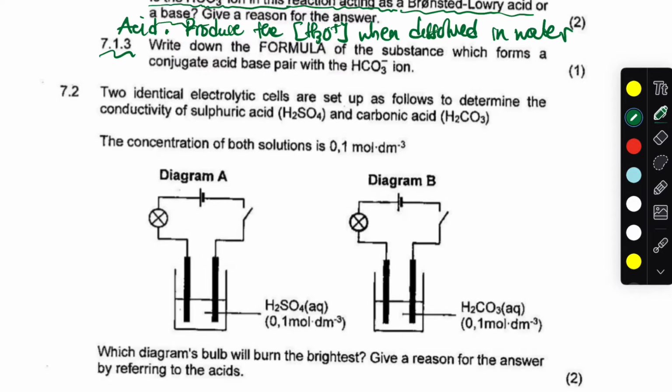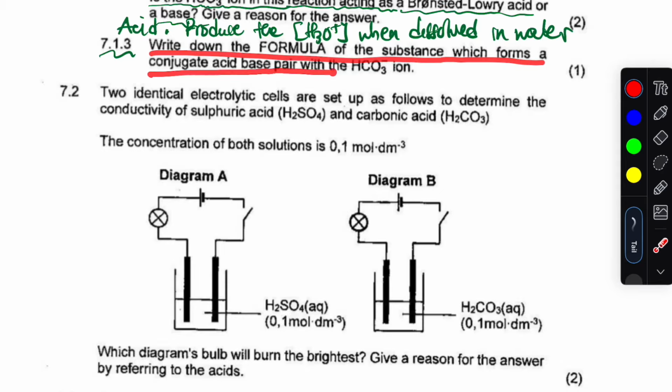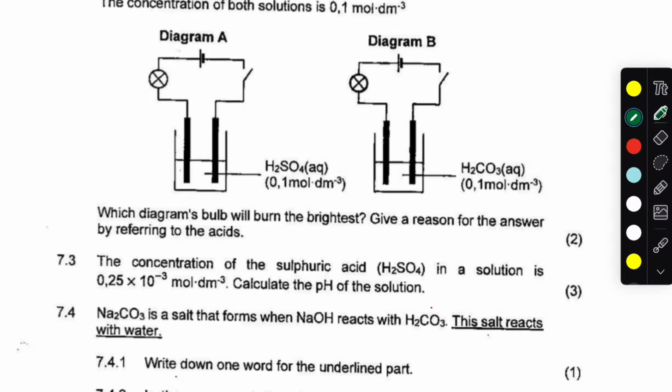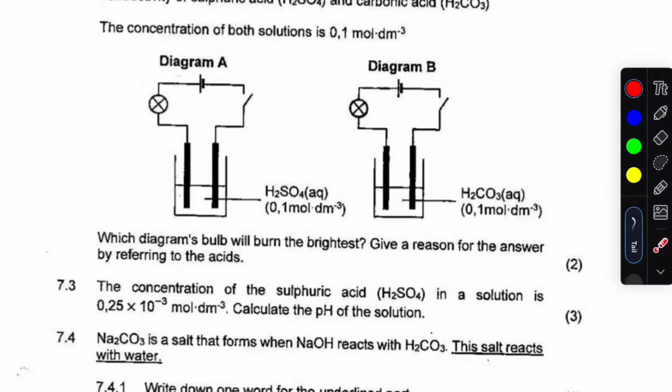7.1.3, it says write down the formula of the substance which forms a conjugate acid-base pair with the hydrogen carbonate ion. So the acid-base pair, it's these two. The acid-base pair, they differ by the hydrogen ion. So the answer there is the carbonate ion. That's the formula, right?